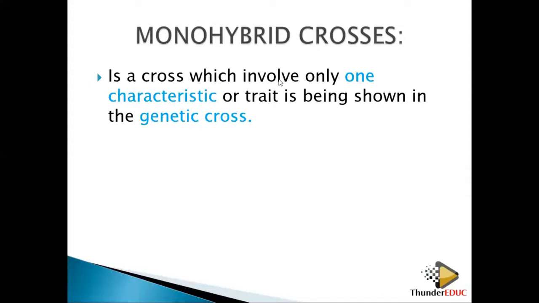You're saying a monohybrid cross is a cross which involves only one characteristic or trait. Trait is the same as the character, and it's being shown in the genetic cross. This guy Mendel put forward the law of segregation.